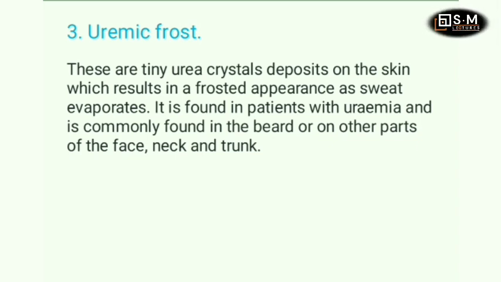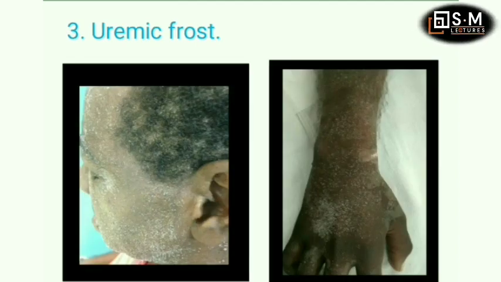So it can be found in patients with uremia and is commonly found in the beard, other parts of the face, neck, trunk, even hands. If we look at this picture, we will see that on this hand, there is a whitish deposition, which is uremic frost. Also on the face of this individual, we will see this whitish something. So this is an indication of renal diseases or renal failure. So this is what we call uremic frost.